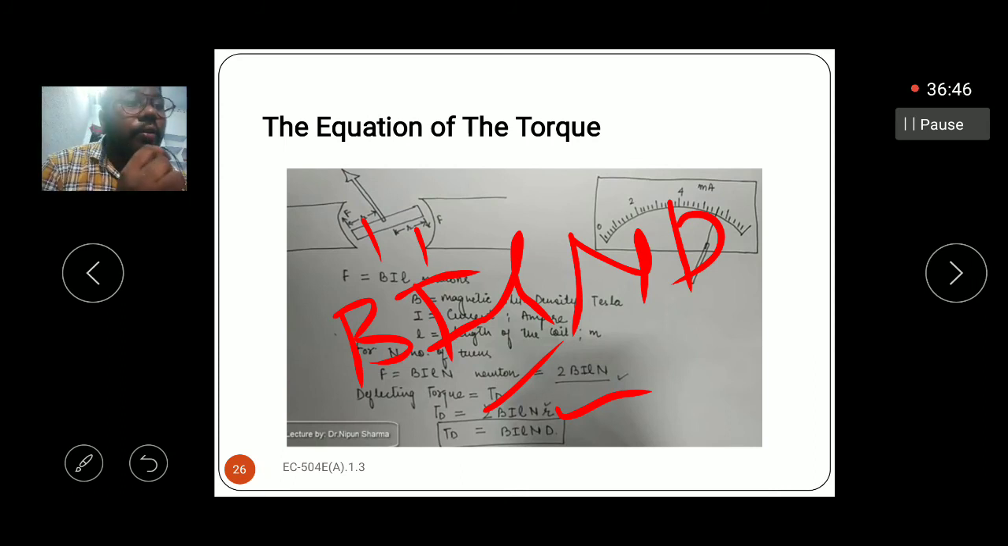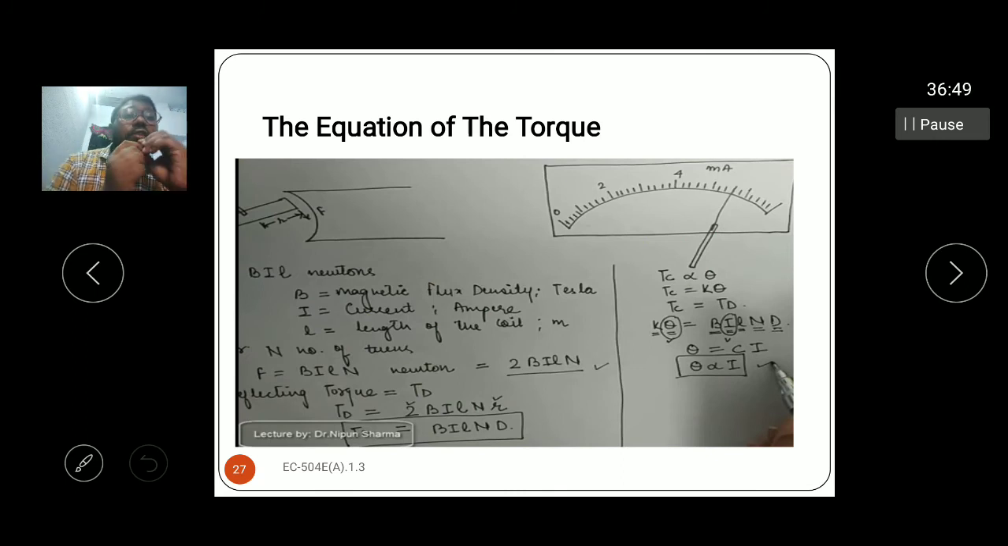After that I am going to explain the coil torque, which is proportional to the angle of deflection in the meter. That is, TC is directly proportional to theta. TC is equal to K into theta, where K is a constant.